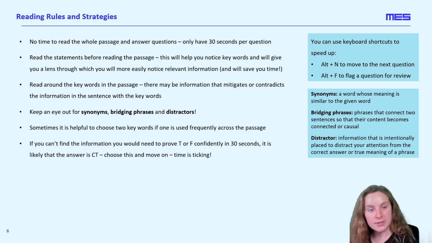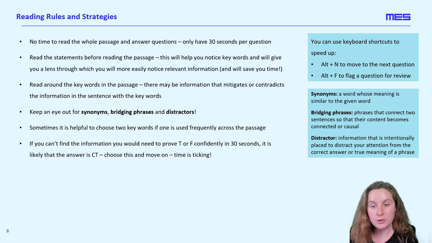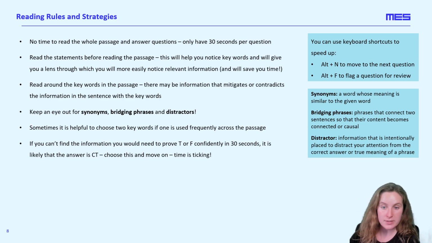Also, another tactic to consider is that if you can't find the information you would need to prove true or false confidently in 30 seconds, it is likely that the answer is can't tell. Again, part of the trick and the adversity you have in this exam is the timing. So you would need to also be tactical of when to move on from a question if you're unsure of the answer. There is no negative marking in this exam section, so you are not penalized for any incorrect answers.